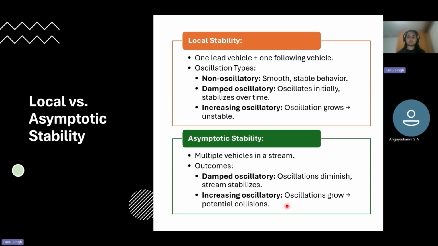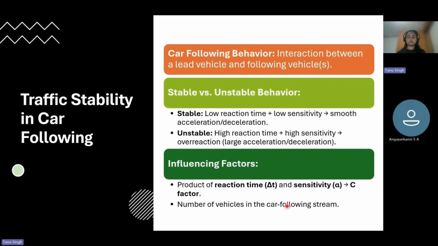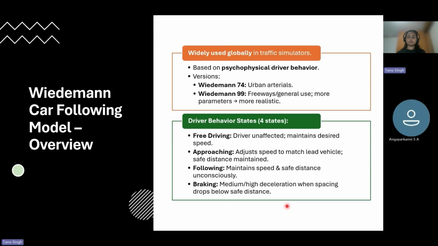Now this was all about the General Motors car following model. Now coming to the Wiedemann car following model. The model that is widely used in traffic simulation globally is the Wiedemann car following model. This model is based upon psychophysical aspects of traffic behavior, capturing how drivers perceive and react to surrounding vehicles.